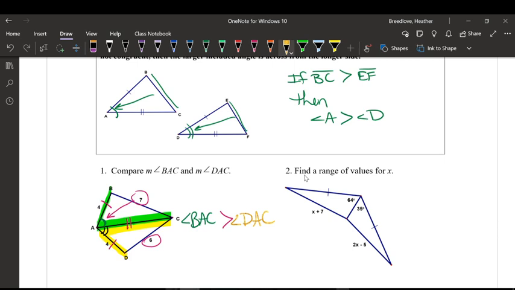Okay, so then the other kind of problem you could have is find a range of values. When you're asked to find the range of values, that means that you have to solve it three ways.